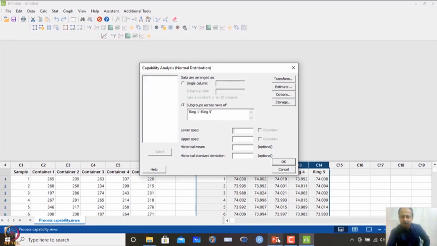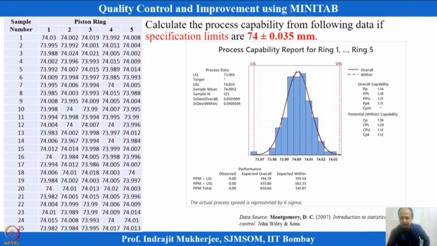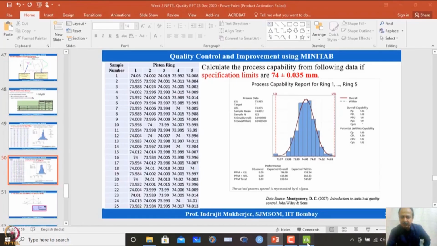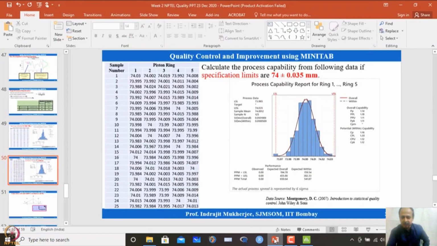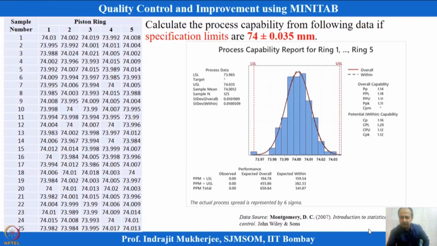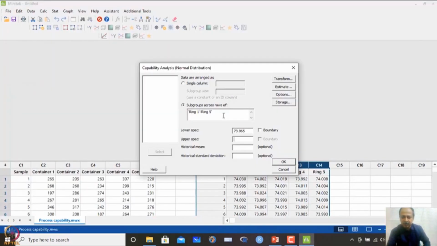Now, the specification, the lower specification we will enter. This is given to us, so let me just check this one. 73.965, that I will put as the lower specification. 73.965 is the specification mentioned by the designer, and the upper specification will be equal to 74.035. So, that will be 74.035. Okay.